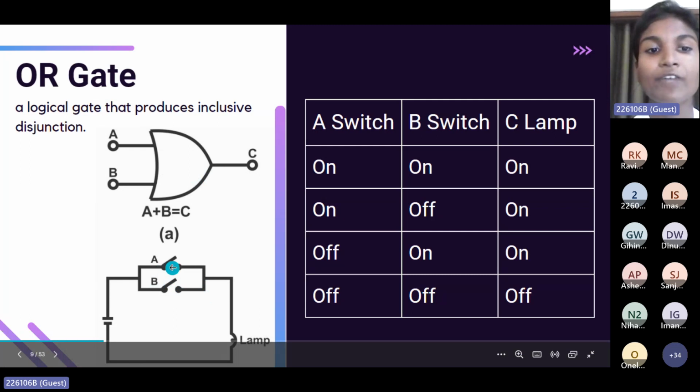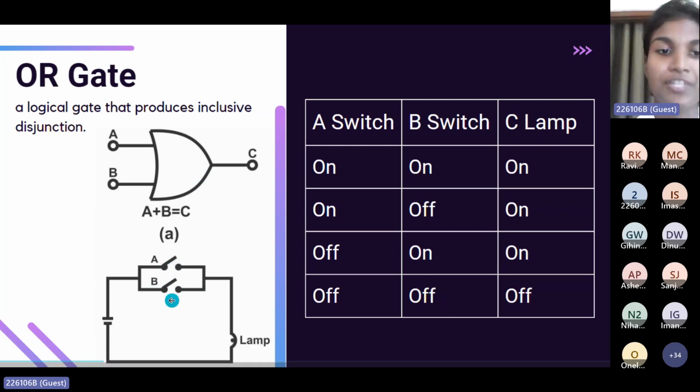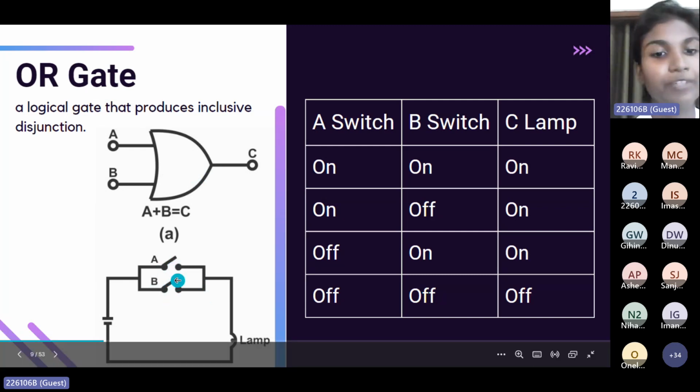In here, when both the A switch and the B switch are on, the lamp will definitely be on. And when the A switch is on and the B switch is off, the lamp is still on. As with the previous case, when the A switch is off but the B switch is on, the lamp is on. When both are off, definitely the lamp is off.